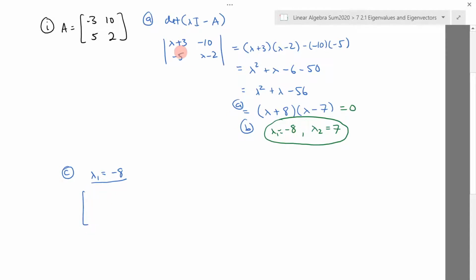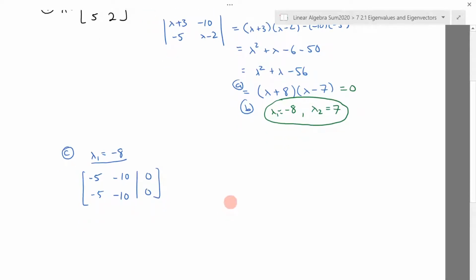So minus 8 plugged in here. Negative 8 plus 3 is negative 5. Yeah, I accidentally took the second eigenvalue. So negative 8 minus 2 is minus 10. And then these two entries stay the same, so minus 10, minus 5. I augment with the 0 vector because I'm trying to find the null space. Okay, and then now we do the row reduced echelon form.